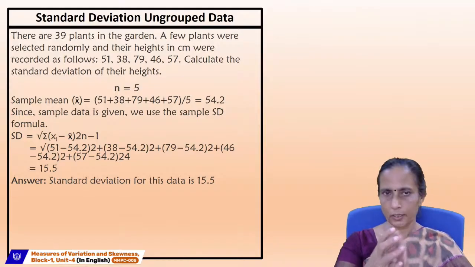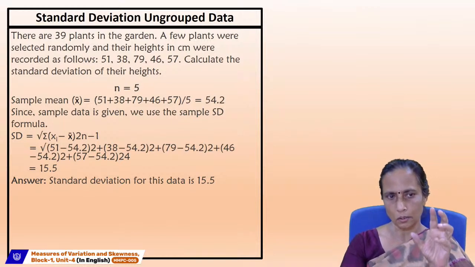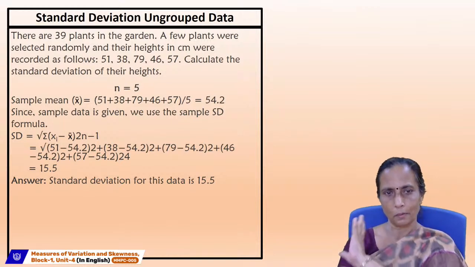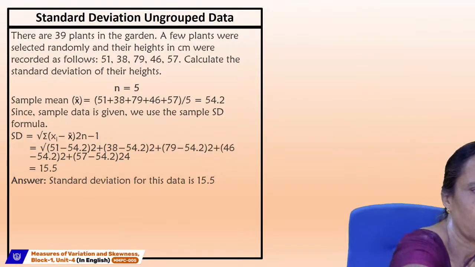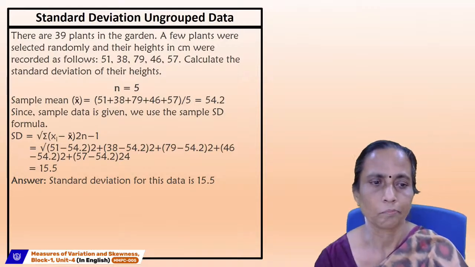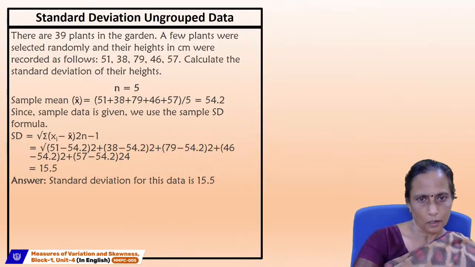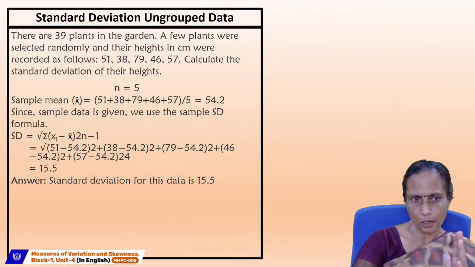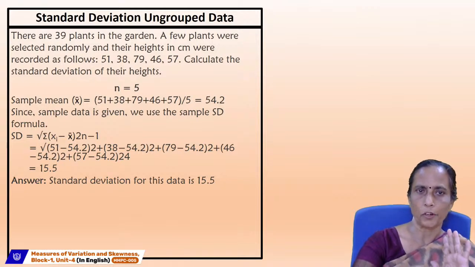So again, one more example for ungrouped data. Because this is the most important one, I have taken many examples. And over here it should be square. There are 39 plants, and we will be calculating our standard deviation by following the same formula, that is the square root of summation of (xi minus x bar) whole square divided by n, and the square root of that. And it is coming around 15.5.